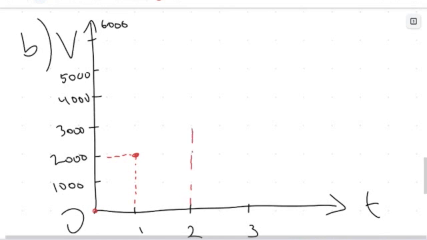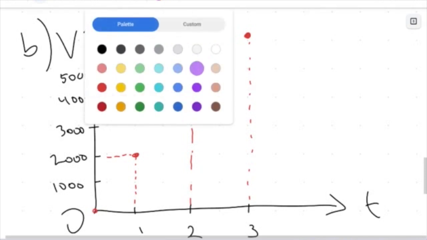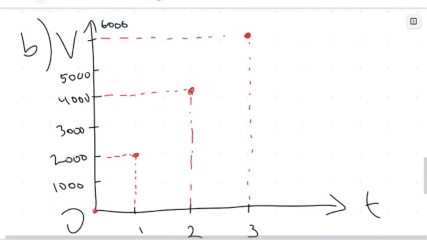When another hour passes, I go up another 2,000 liters, so I go from 2,000 to 4,000. This is my next point. And as a third hour passes, I go up by another 2,000 liters. And voila, I have what looks like a pretty linear relationship if I were to connect these dots. This isn't going to look great because my drawing isn't to scale, but I can see that my volume is increasing in proportion to the time passing.